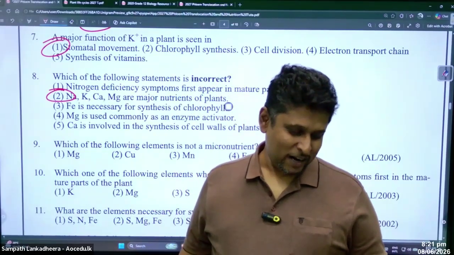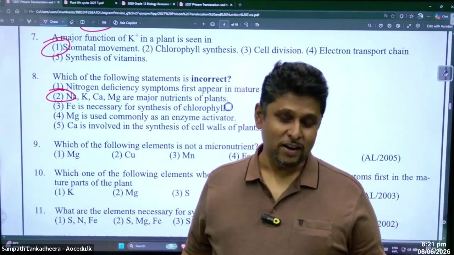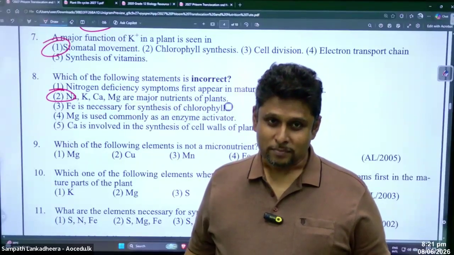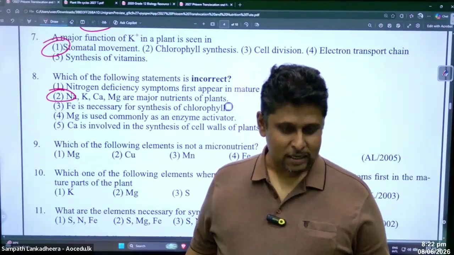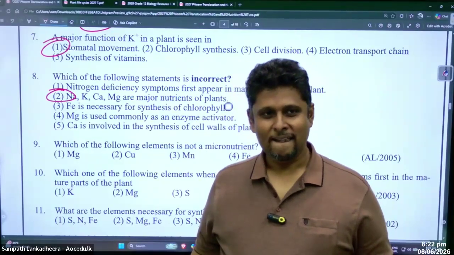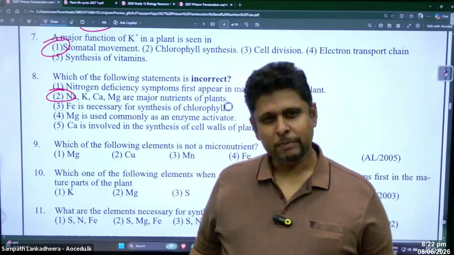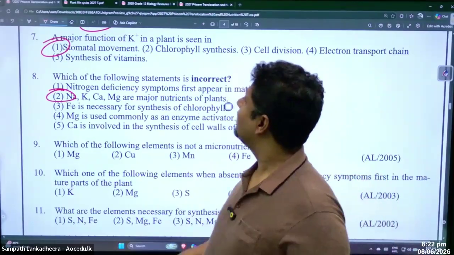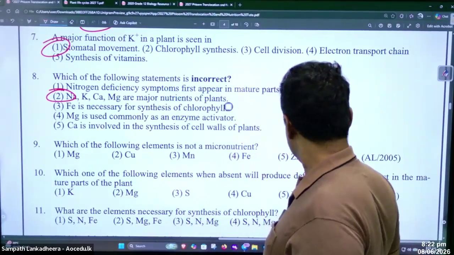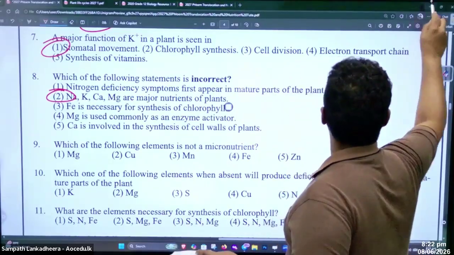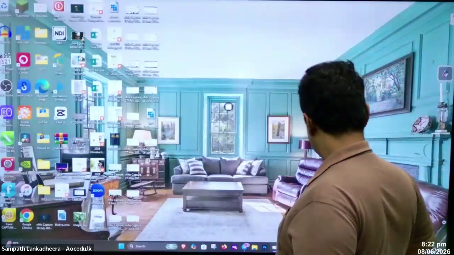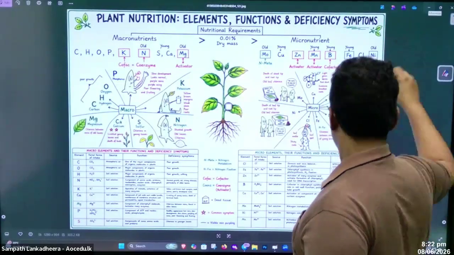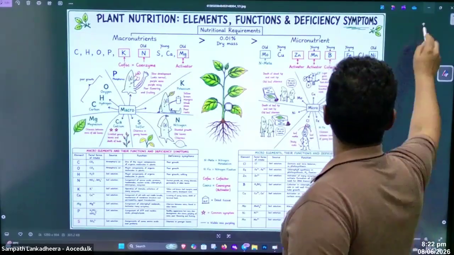Yeah, correct. Magnesium is used commonly as an enzyme activator. Magnesium is an enzyme activator. I will take it as magnesium enzyme activator. Correct, neither. Magnesium enzyme activator is okay.